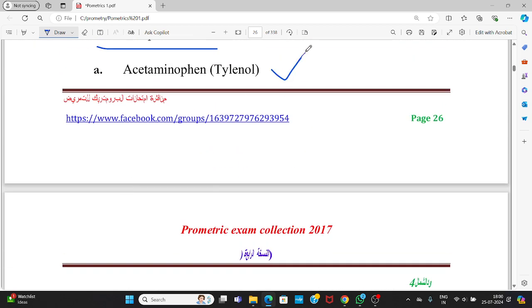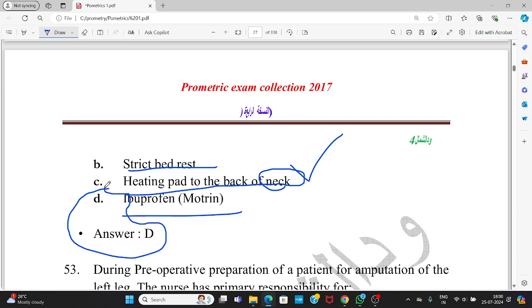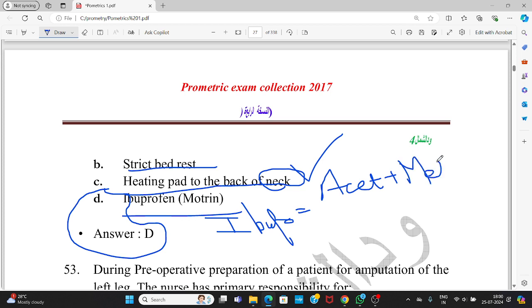Is the answer acetaminophen? Acetaminophen is paracetamol. Or is it strict bed rest? Heating pad to the back of the neck? Why the back of the neck? Or ibuprofen. So the answer for discomfort during menstruation is ibuprofen. And what does ibuprofen or Motrin have? It has got mefenamic acid. That is the reason. So mefenamic acid will reduce the spasm.